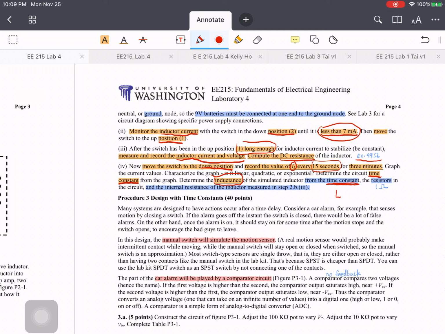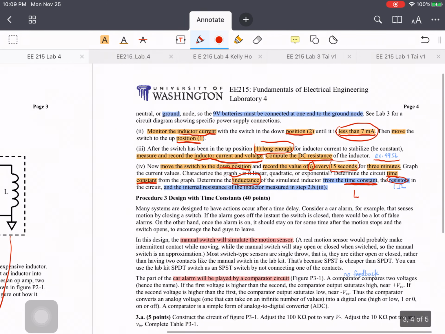So you calculate the inductance from the time constant, the resistor, which is 1 ohm, and the internal resistance, which you found previously, which is, for example, 105 ohms. So this is the internal resistance. And then you can calculate the inductance.